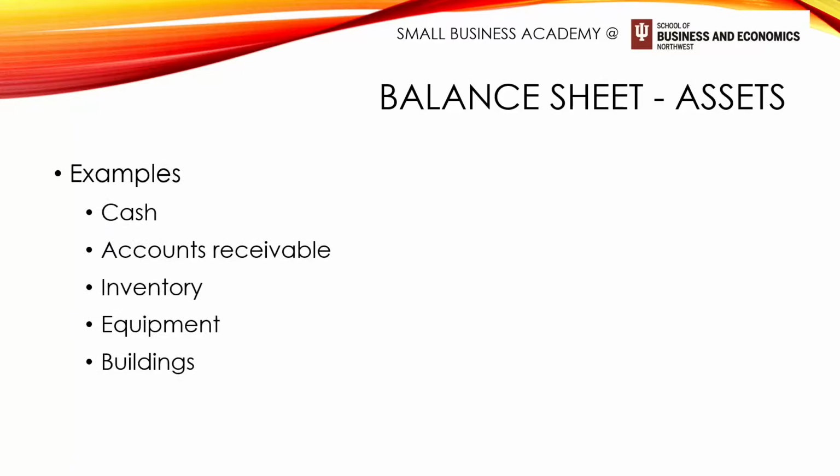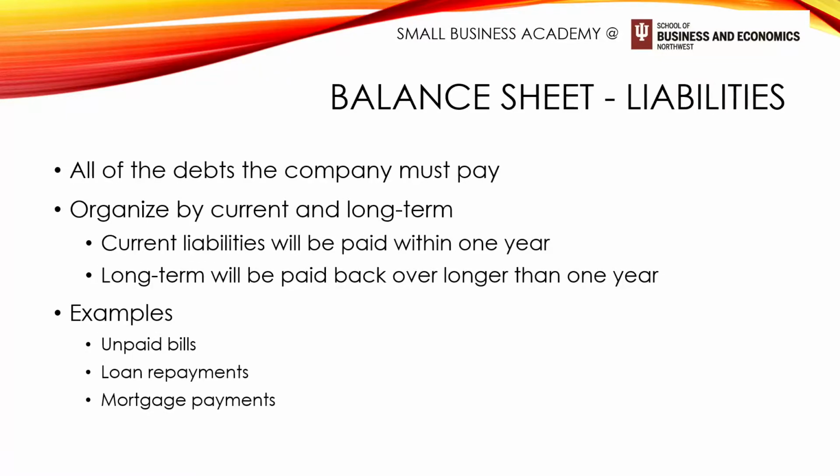Examples include cash, accounts receivable, inventory, equipment, and buildings. Liabilities include all of the debts the company must pay. You will organize by current and long term. Current liabilities will be paid within 1 year, and long-term liabilities will be paid back over longer than 1 year. Examples include your unpaid bills, any loan repayments, or mortgage payments.